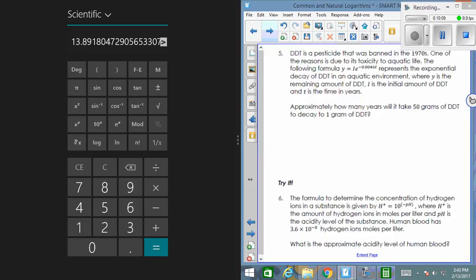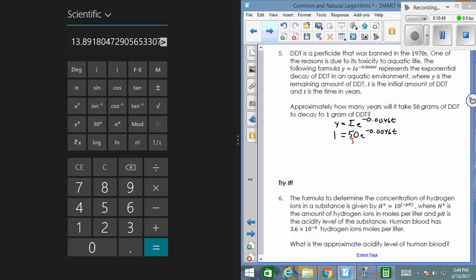Alright, let's do another one. DDT is a pesticide that was banned in the 1970s. One of the reasons was due to its toxicity to aquatic life. The following formula, y equals I times e to the negative 0.0046t. Approximately how many years would it take 50 grams, so our initial was 50, I is initial, so it's going to be 50 e to the negative 0.0046t, to decay down to 1, so our future is 1.